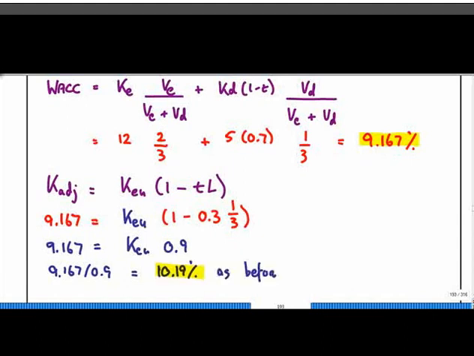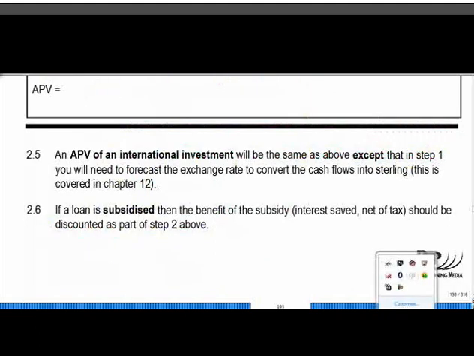It's just that this is a different way of getting there and a method that you might need to use if you're not given a beta factor. The rest of the example, in terms of step 2 and the APV, is exactly the same as before. Finally, it's worth noting that international investments often use a high degree of debt finance. So APV could be examined in that context.